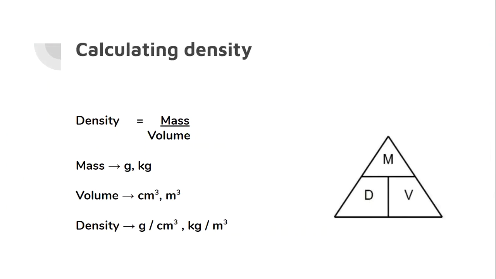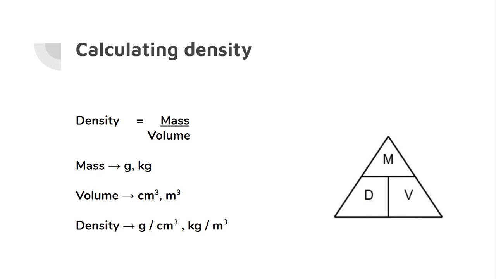We can calculate density using this equation: density equals mass over volume. Mass is measured using the units gram and kilogram, volume using the units cubic centimeters or cubic meters, and the unit for density is gram per cubic centimeter or kilogram per cubic meter.